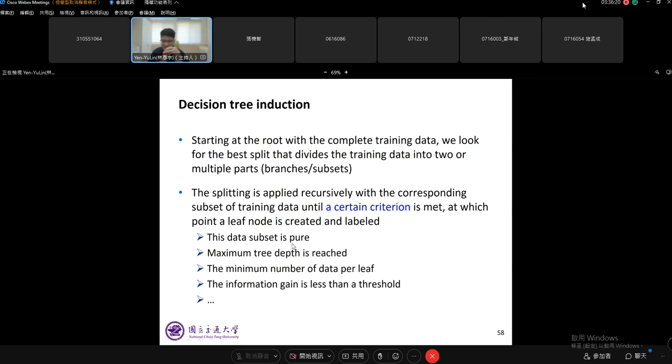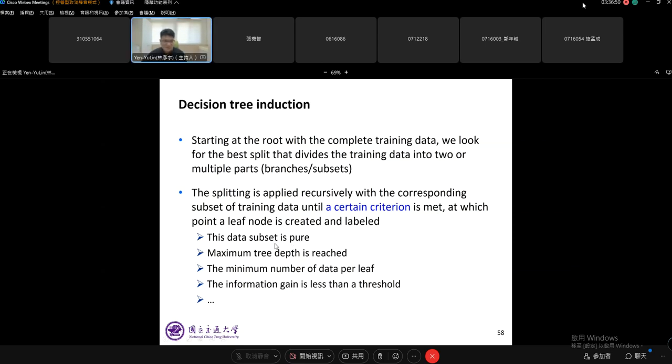For a node, it has several data points. If all the data points reaching this decision node belong to the same category, we say this data set is pure. We don't need to further split this data set because we can make a decision, and all the data points belong to the same category.